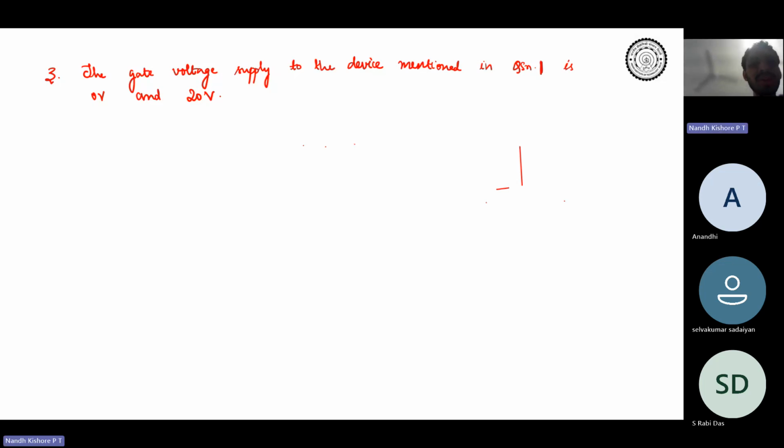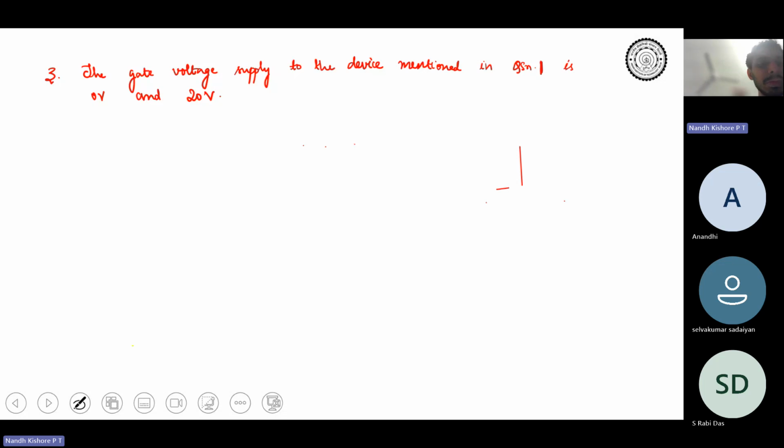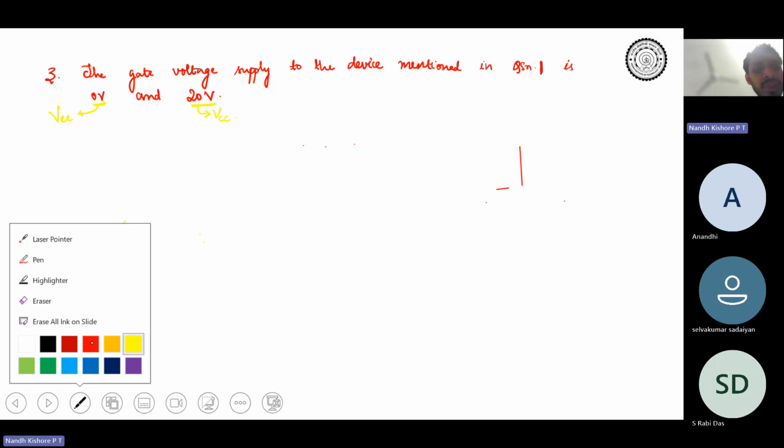So what do you understand when they say the gate voltage supply to the device is 0 volts and 20 volts? What does the 0 volt and 20 volt signify over here? The gate pulse level. Correct. Let's call this VEE, and this VCC. If the gate voltage is 0, it means the pulse is 0, or you want the device to be off, and obviously when the gate voltage is high at 20 volts, you want the device to be on.